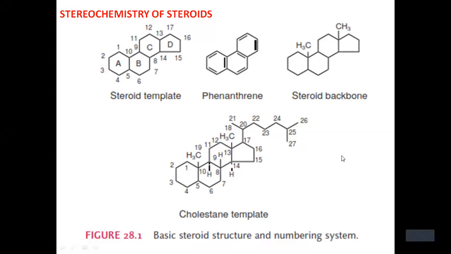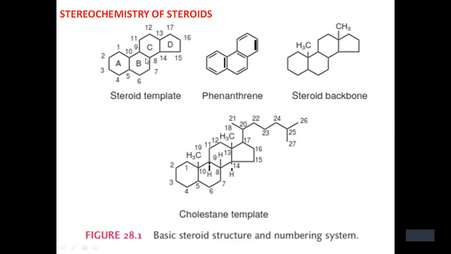It is about stereochemistry of steroids. This is the basic structure of any steroid. This is A, B, C, and that constitutes the phenanthrene ring, whereas the D ring is made up of a five-membered ring, that is cyclopentane. So altogether it is called perhydrophenanthrene cyclopentane, that is cyclopentanoperhydrophenanthrene ring. Why is it that?